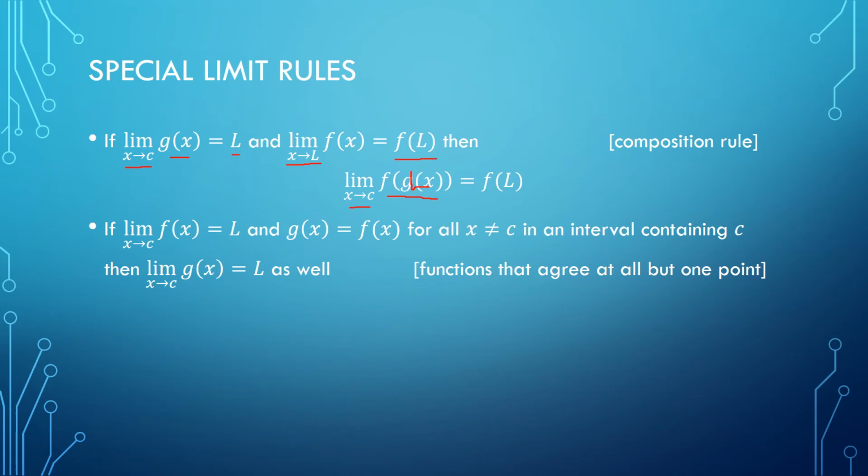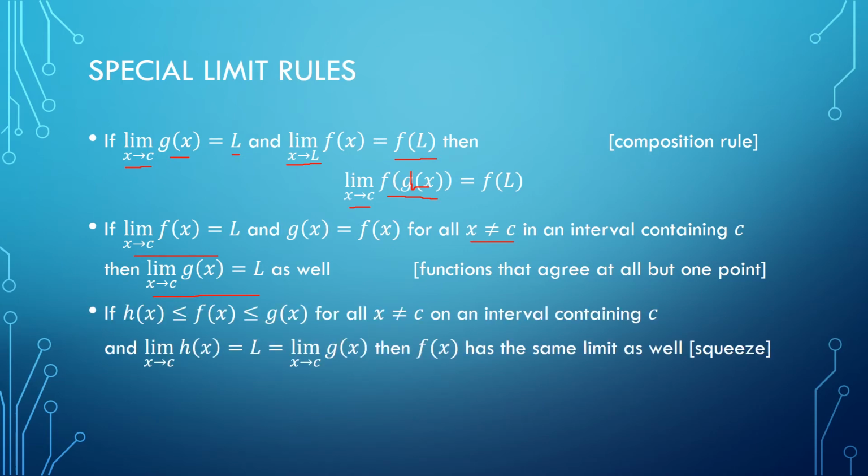Another rule, which when you read it and understand what it says, almost sounds really obvious, is if two functions are the same for all points on an interval, except for maybe at just one point, then they have the same limit. If a limit of f is L, then the limit of g is also L. It sounds really obvious. I mean, if you go back to the definition of limit, we said the limit doesn't care what happens when x equals c, only when x is near c. Well, if the functions are the same when x is near but not equal to c, then of course they have the same limit.